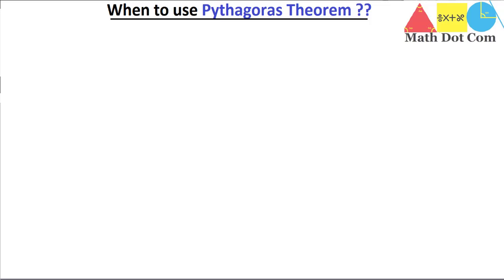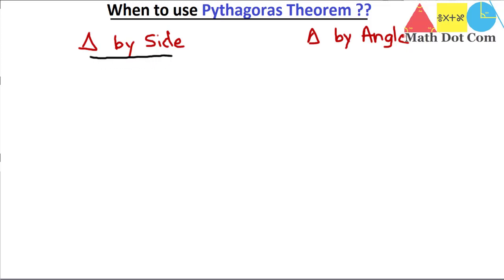So we will start with the different types of triangle. For what kind of triangle, let's discuss today. So there are 6 different kinds of triangle: triangle by side and triangle by angle. So there are 6 different types of triangle, and we will see for which triangle type we can use the Pythagoras theorem. Keep this in mind that we can't use Pythagoras theorem for all types of triangle.